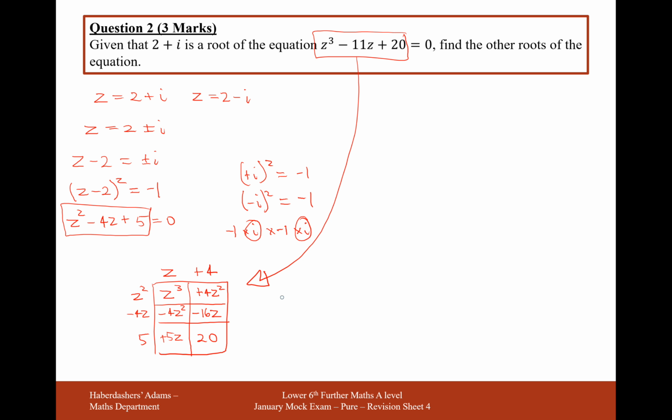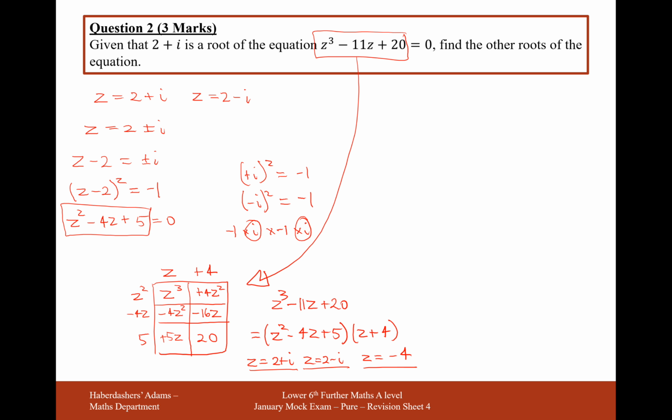So what we can say is that z cubed minus 11z plus 20 can be written as z squared minus 4z plus 5 times by z plus 4. So therefore from the first two we have seen that we get z equals 2 plus i and z equals 2 minus i, and from the third bracket here we see that z is minus 4. So these are our three solutions here: z equals 2 plus i, 2 minus i, and z equals minus 4.